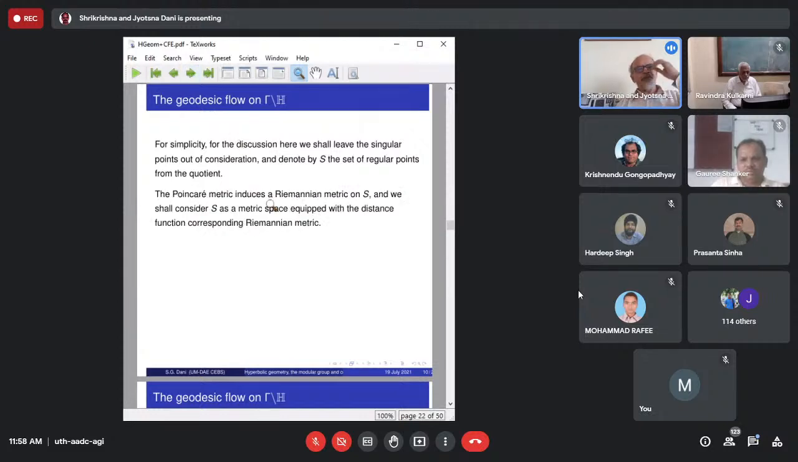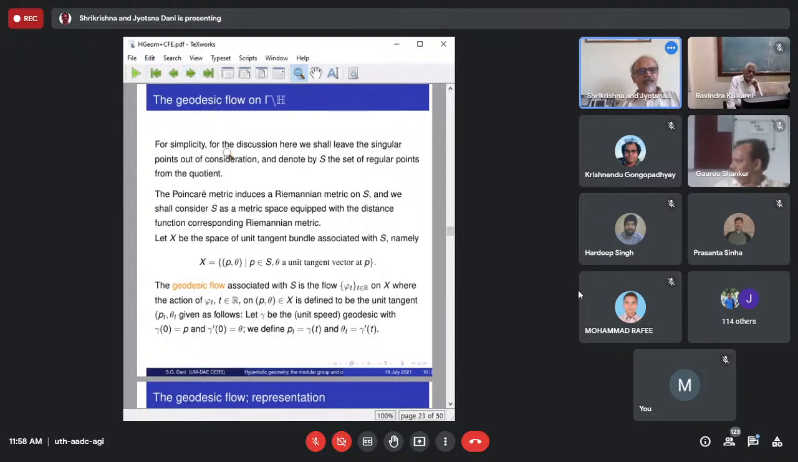and think of the surface and the flow on that. So the Poincare metric induces a metric on that, so we can think of distances. Let me just mention this and then go to the picture and explain that. And we shall consider the space equipped with this distance and the corresponding Riemann metric.